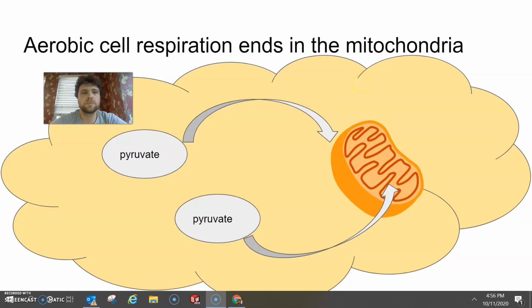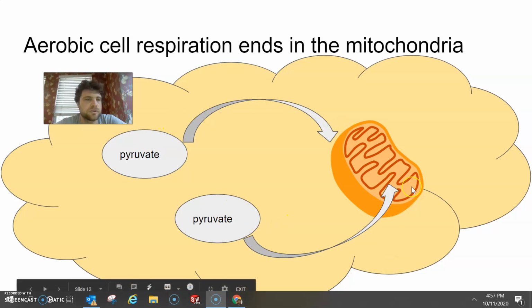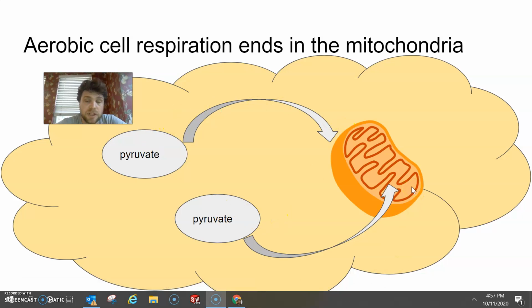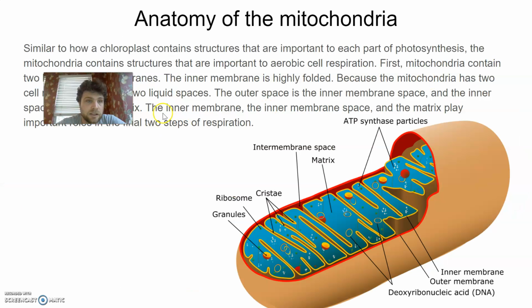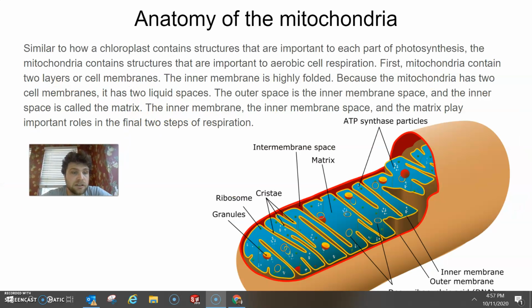So once the pyruvate's made, the halves of glucose, they will get sent into the mitochondria for the last 2 steps of cell respiration. Okay, so I'd like you to, again, pause the video and read this text, and then unpause when you're ready.